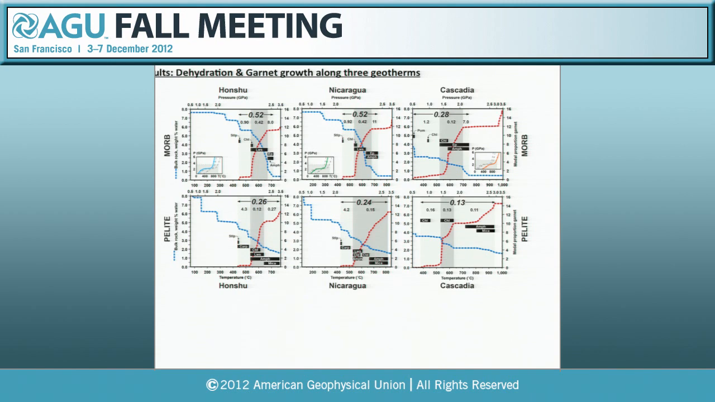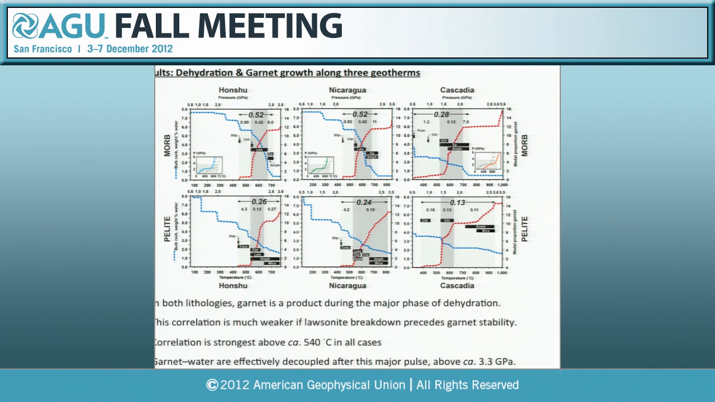This is the cooler PT path, and this is a much hotter PT path. And we see that in both cases the average numbers are about 0.52, 0.26, and 0.52, 0.24. In the hotter case, we see that the ratio is smaller, but it's still about half going from here to here. We can draw some more conclusions from this. Clearly, there's a strong coupling between garnet growth and dehydration in these samples.